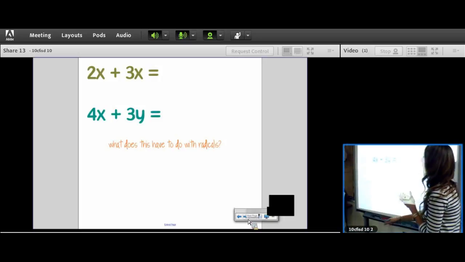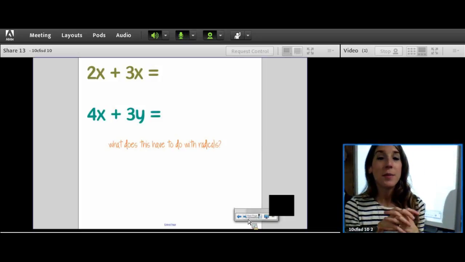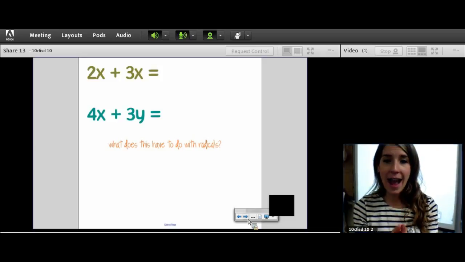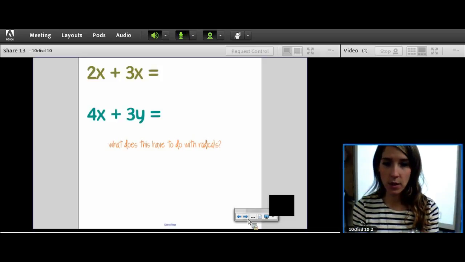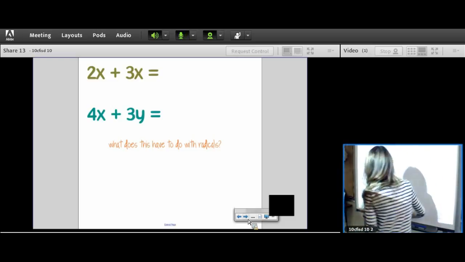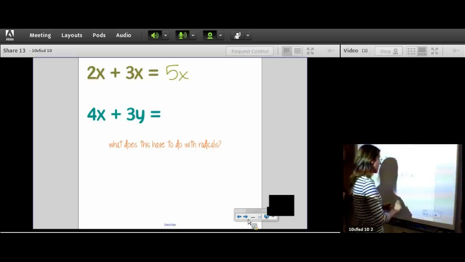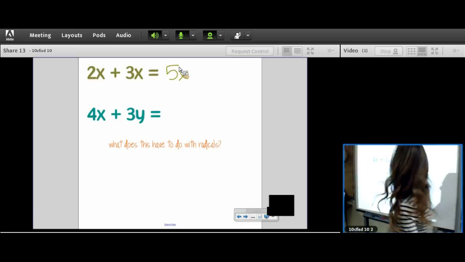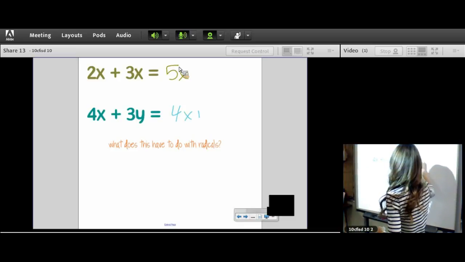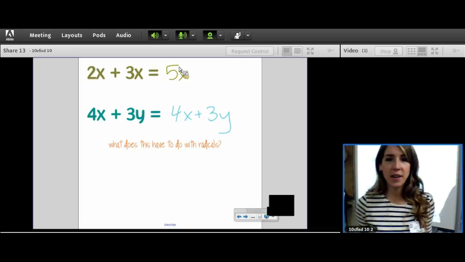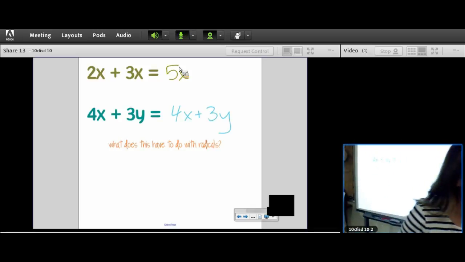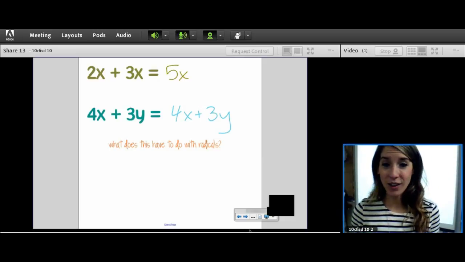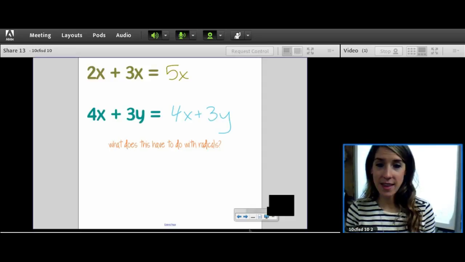Now we're going to add and subtract radicals. The beauty here is that it works the same way as adding and subtracting variables. Okay? 2x plus 3x is 5x. 4x plus 3y is just 4x plus 3y. What's the difference here? In the first one, those are like terms. In the second one, they aren't. So we can't do a thing.